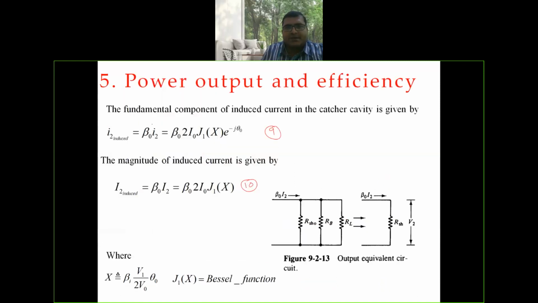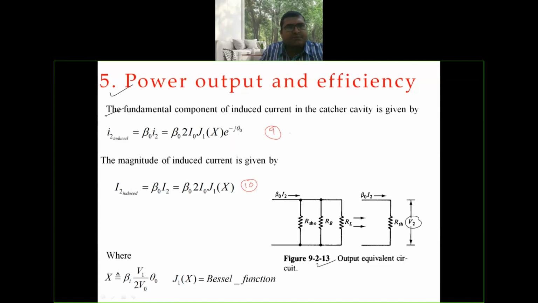The next is power output and efficiency. To determine the power output and efficiency, you should know the equivalent circuit of catcher cavity. This is the output voltage induced in the catcher cavity. Now here, the fundamental component of induced current in the catcher cavity is given by small I2 induced is equal to beta naught I2, beta naught 2I naught J1 of x e power minus j theta naught dash.